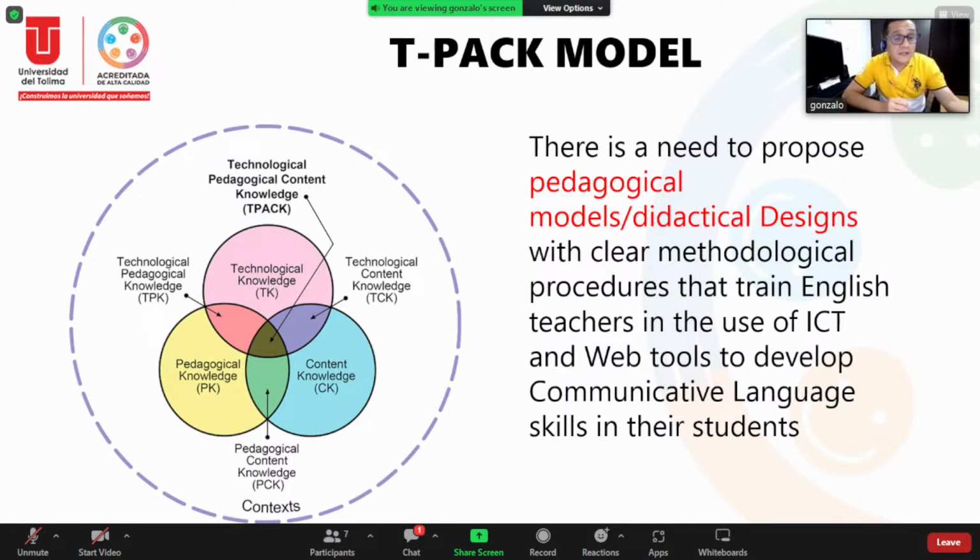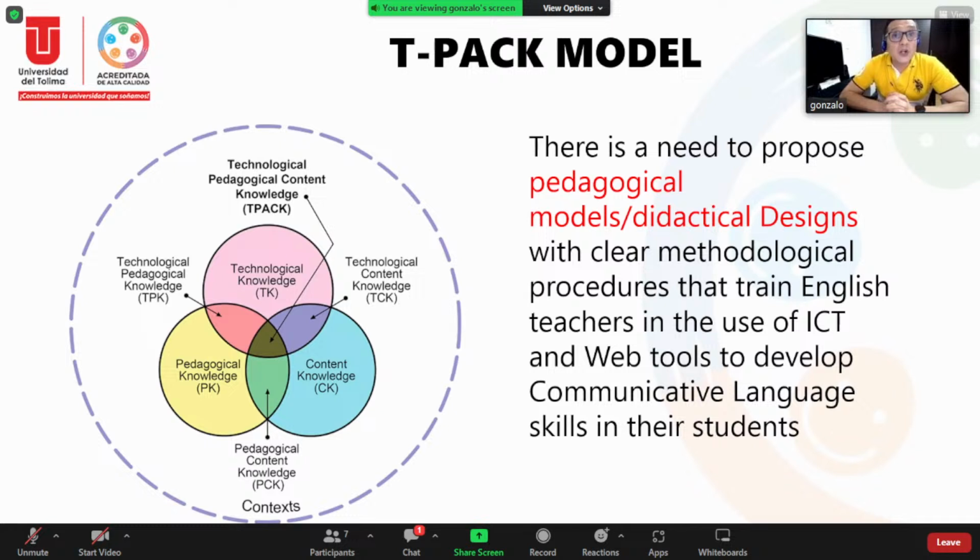The author of this model was very concerned about training teachers not only in technology content. Most of the courses or training programs focus a lot on technology, but they forget the other two components that are maybe as important as training a student on how to use devices, applications, websites, and other tools that you may find on the web. Those other two have to do with content knowledge, which is obviously what we manage, in this case the knowledge about the language, and also pedagogical knowledge.